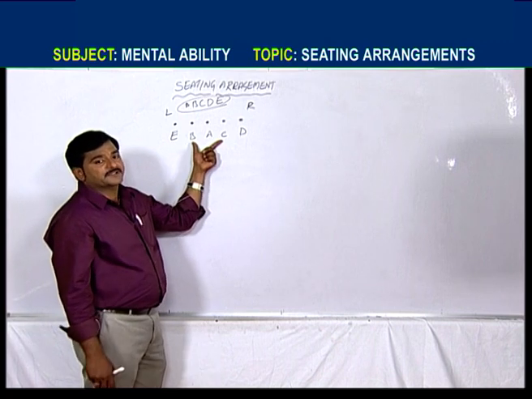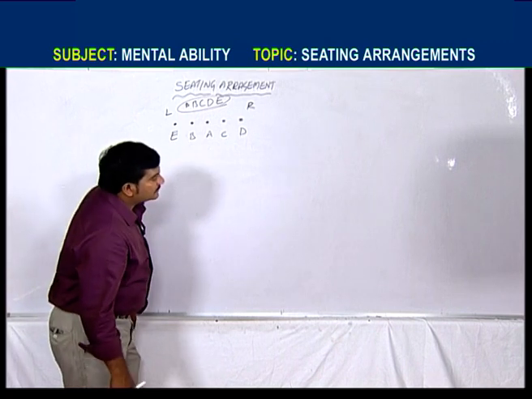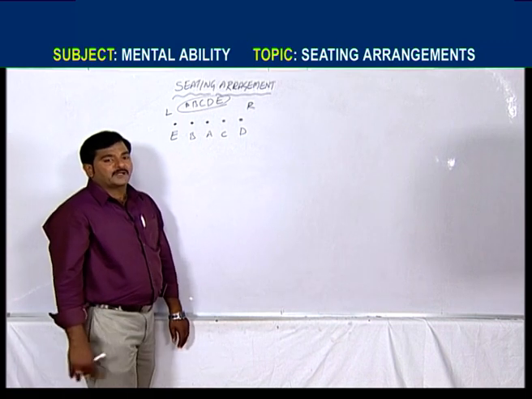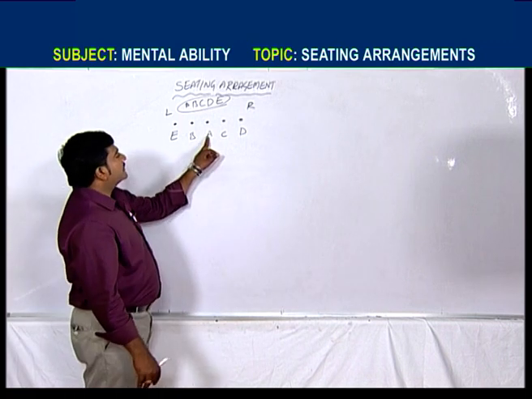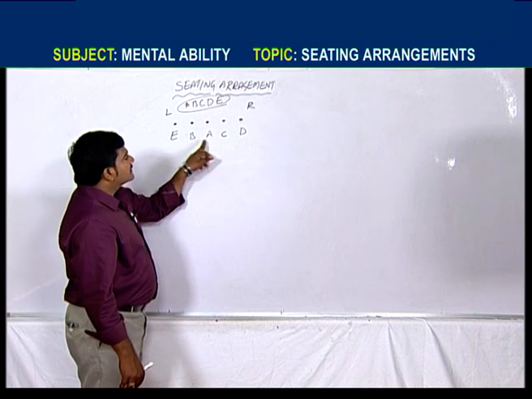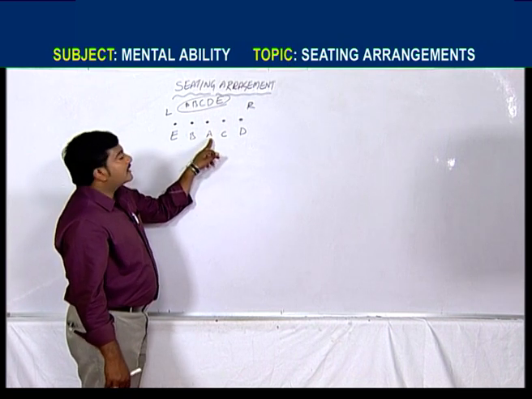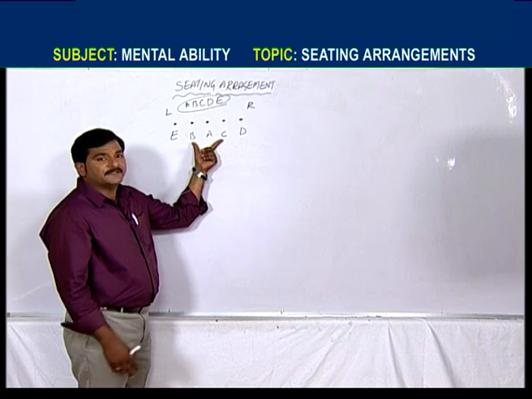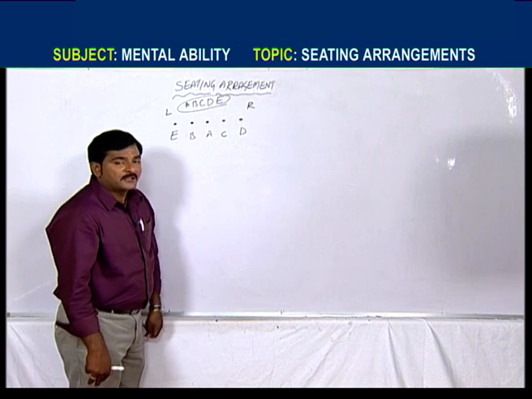It depends on the given options. Okay, the question is what? The given question is in which position A is sitting. So either A is sitting left of C, or A is sitting right of B, or A is sitting in between B and C, and so on. So it depends on the given options.